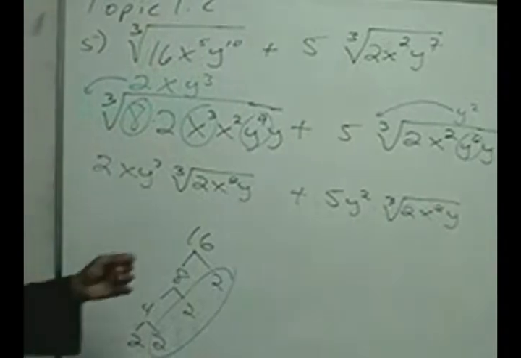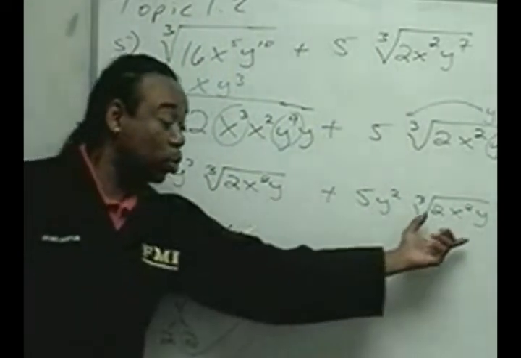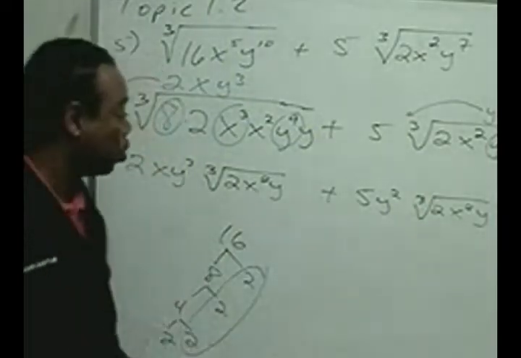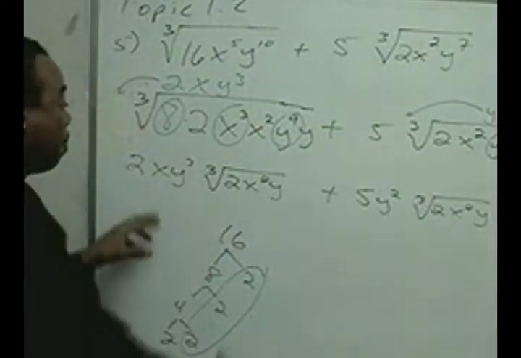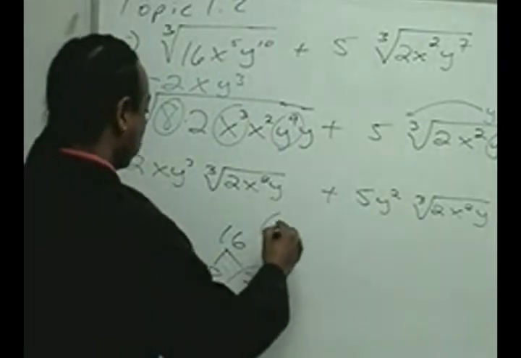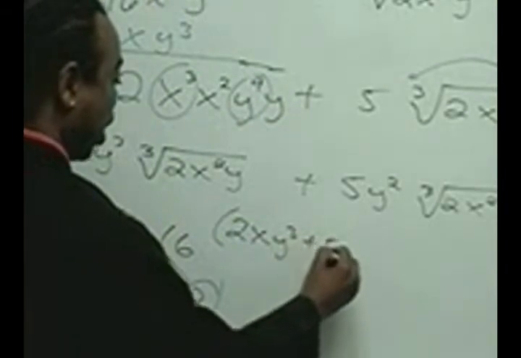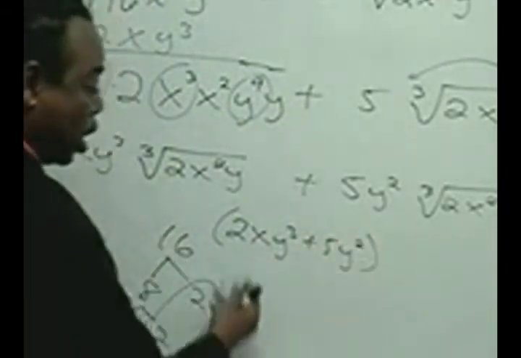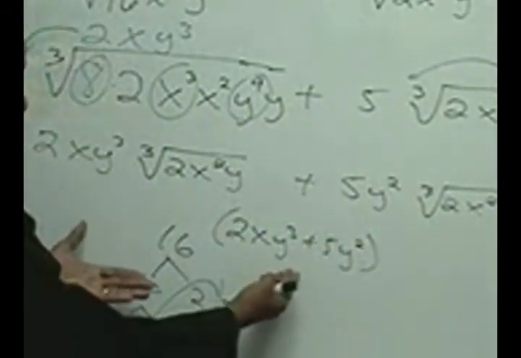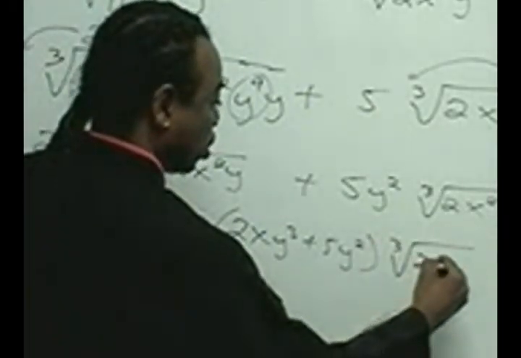Okay. And since the indexes match and what's under the radicals, which we call a radicand, matches, these two can be added by putting these terms right here in one parenthesis. So 2xy cubed plus 5y squared. That process right here, putting them in parentheses, adds them. And then we put the root outside.